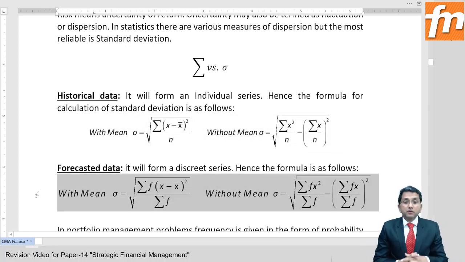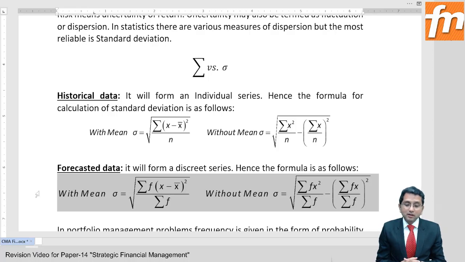Rather than using forecasted data, then it's not an individual series. Then it is a discrete series. And for a discrete series, you'll have to use the frequency formula. Don't do x minus x bar square simultaneously; multiply it by f and then make a sum total, divide by summation of f. If you want to do it without mean, again put f everywhere.